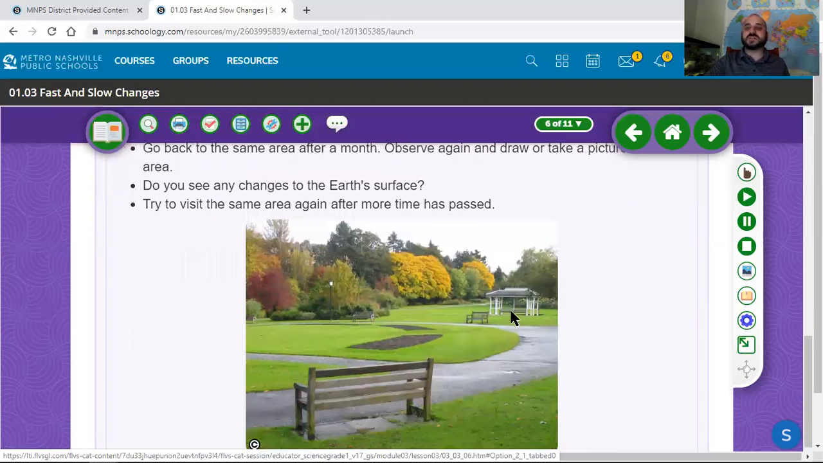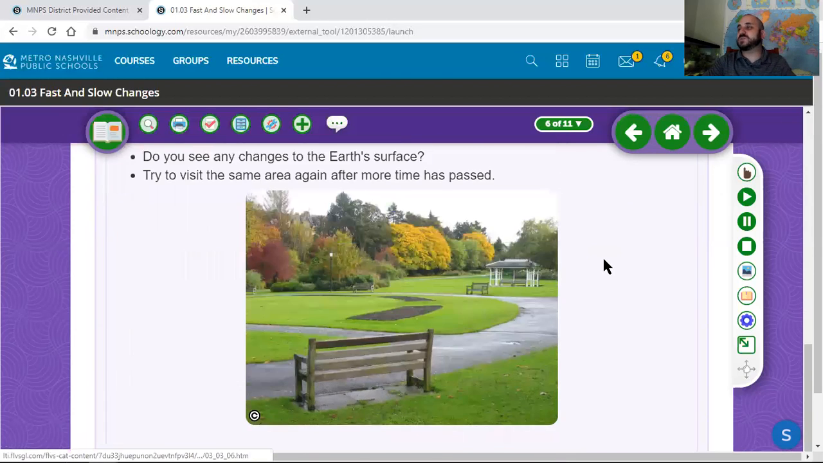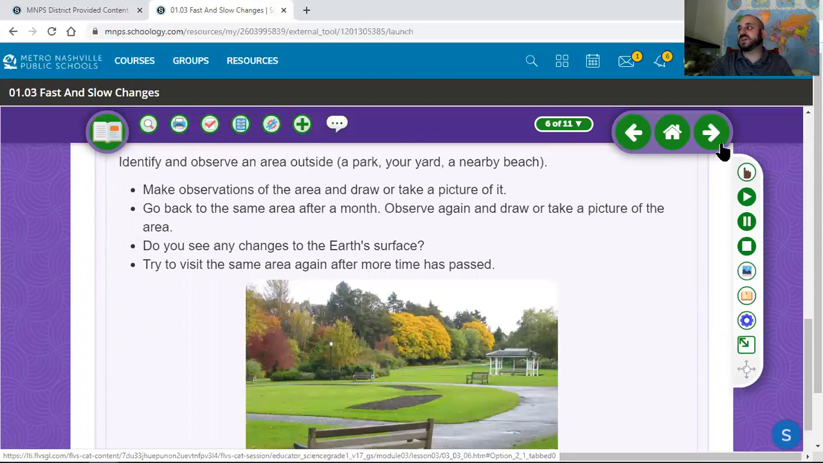So the goal of this is that they want us to see if the world is changing around us. And sometimes you can see it pretty quick, like if a bean plant is growing. And other times it's pretty slow, like if a tree is changing colors from different times of the year.